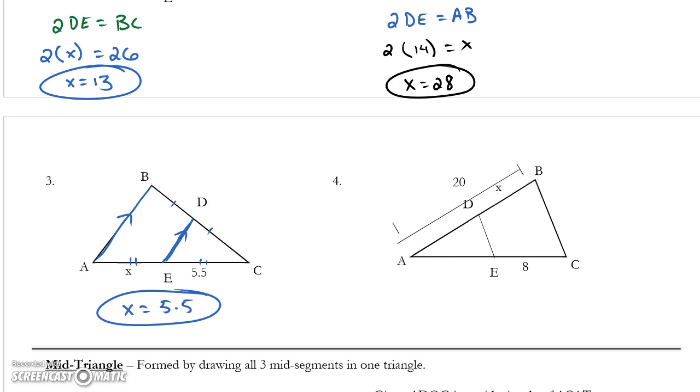That becomes more important in something like number 4 because DE is a midsegment. Lots of people would go here and say, okay, x is 8, but my midpoint means that AD is congruent to DB. AE is congruent to EC. So the only thing I can conclude is 8 is segment AE. What I can really conclude is that segment AB is 20. That means it gets split into 10 and 10 because D is a midpoint, and x would be equal to 10.